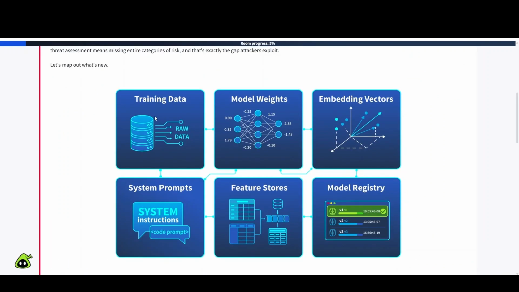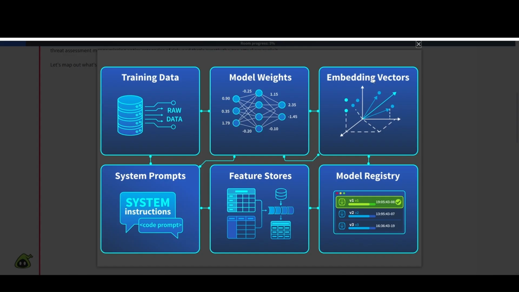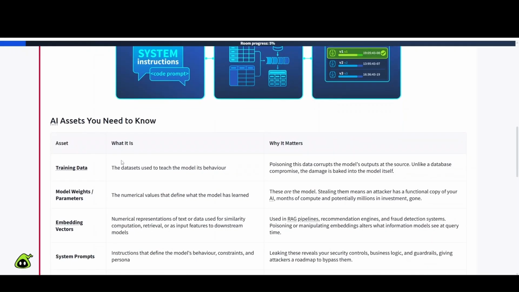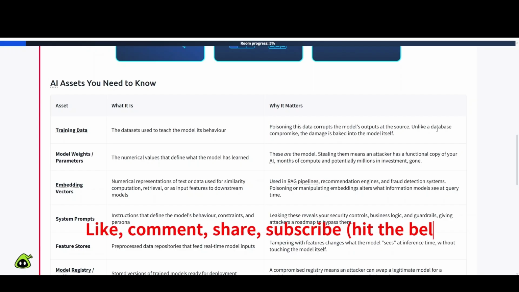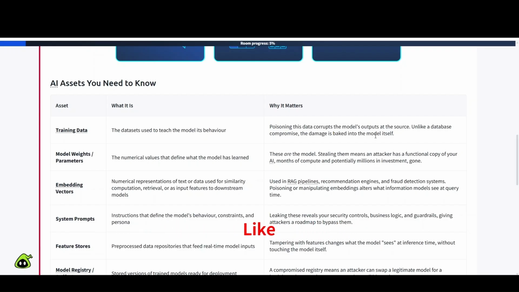If we take a look at their little fancy graphic here, they have training data, model weights, embedding vectors, system prompts, feature stores, and model registry. They have another table down here, AI assets you need to know. So let's take a look at this. Assets, what it is, and why it matters. Training data: the datasets used to teach the model its behavior. Poisoning this data corrupts the model's outputs at the source. Unlike a database compromise, the damage is baked into the model itself. Model weights and parameters: the numerical values that define what the model has learned. These are the model. Stealing them means an attacker has a functional copy of your AI, months of compute, and potentially millions in investment gone.